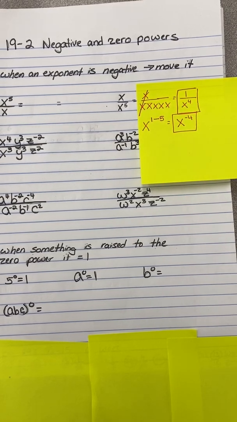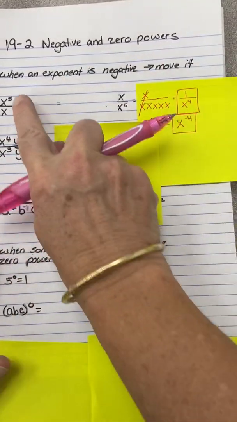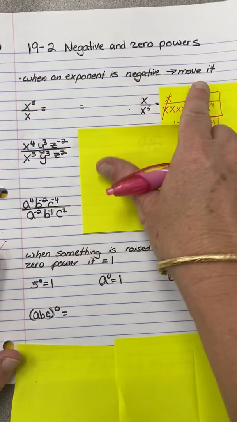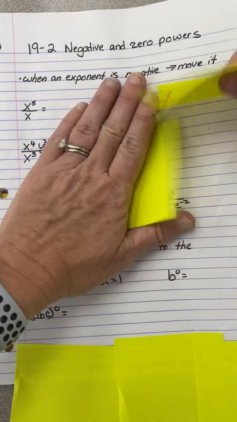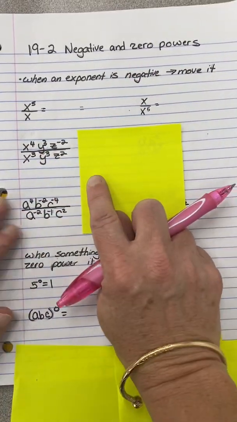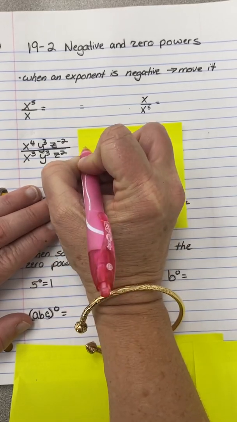All right, now this is kind of how I like to do these. Going back to my comment up here when I said when an exponent is negative, move it. I like to do that first. So what I do, sorry, I'm just going to take off some of these. What I like to do is set up my fraction, and then I just move stuff around.